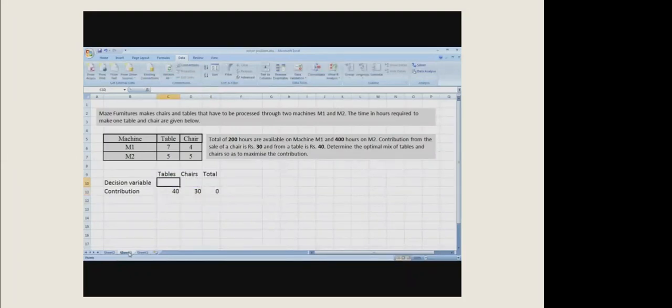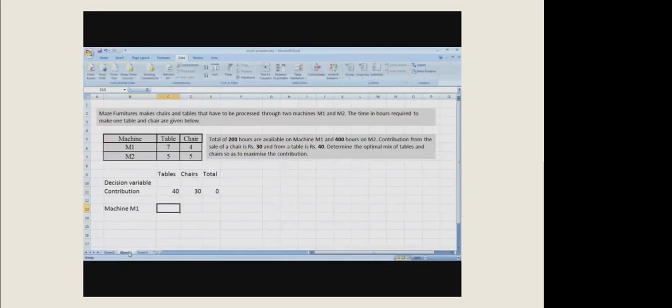In case I make 2 tables, I should earn 80, and if I make 3 chairs, I need to make 90 more, which should make it 170. Perfect. Now let's look at the constraint. My first constraint is the capacity of machine M1.